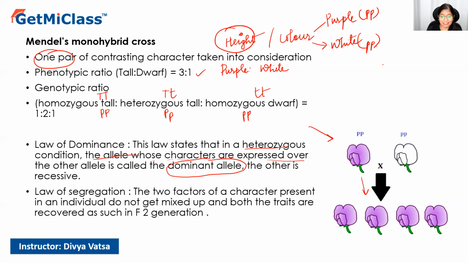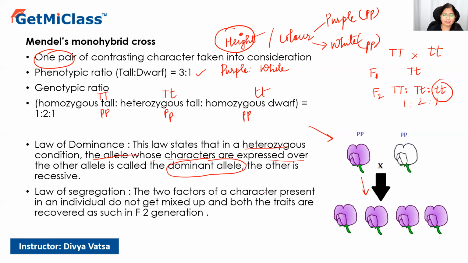But after a while, we saw when the selfing was done. Suppose Mendel had taken capital T, small t as the characteristics. In the first generation, all plants were tall. But in the second generation, what did we observe? We observed one homozygous tall, then two heterozygous tall, and one homozygous dwarf. So that means the recessive characteristic is coming now. It is not lost.